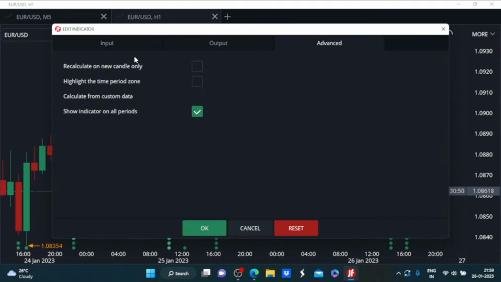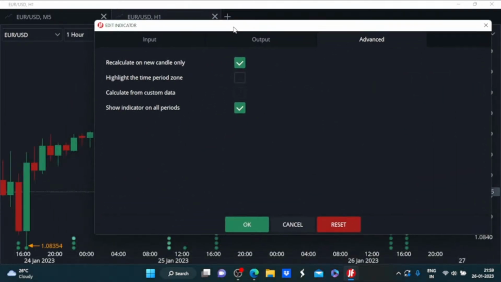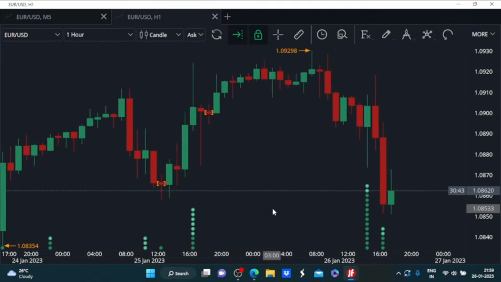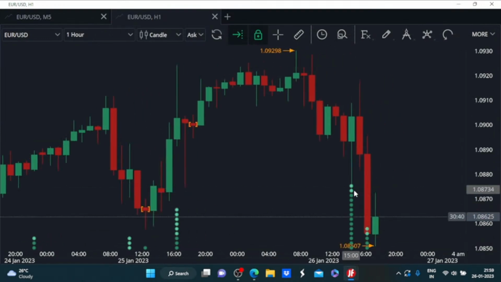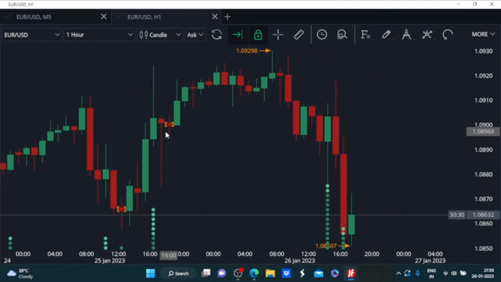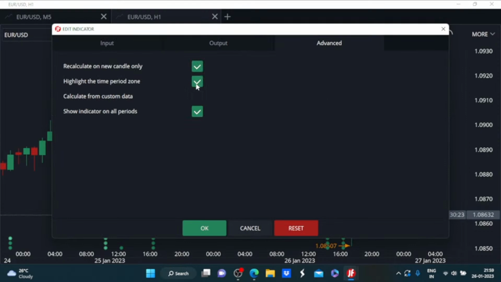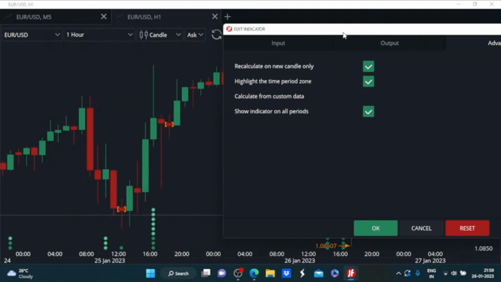Advanced editing options: recalculate on new candle only. If we go for that, only when the new candle comes into play and it stabilizes, only then will this formation take shape, and while it is continuing to move, this pattern won't be recognized. Highlight the time period zone. Only two candles are under consideration, so even if you opt in for this, it is not really going to create much of an impact.